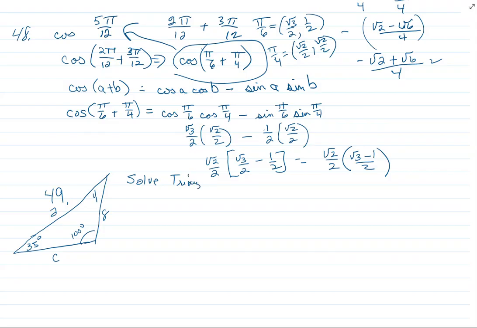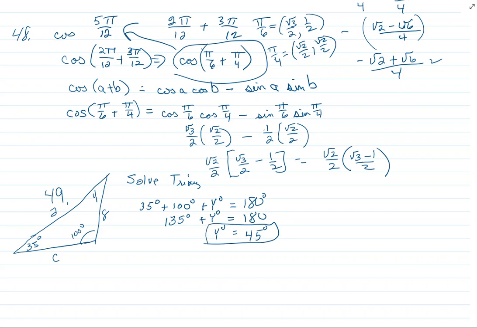And we know the sum of the degrees in the triangle is equal to 180. So I have 35 degrees plus 100 degrees plus y degrees must equal 180 degrees. This is 135 degrees. I subtract that and I get what number? All right, so we have all three angles: 35 degrees, 100 degrees, and 45 degrees.